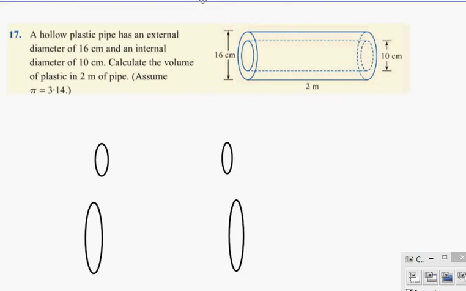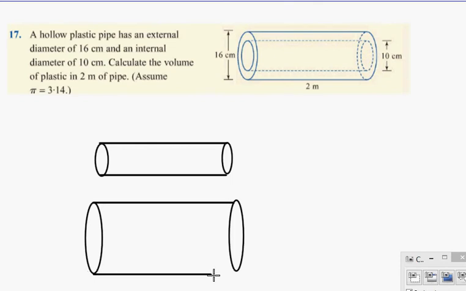What you've got to do is get the volume of both cylinders individually. This is the small one and this is the large one. It's basically the large answer minus the small answer. They're both volumes of cylinders, which means the only thing you're using is V equals pi r squared h. h is 2 meters in each case, and 2 meters is 200 centimeters.